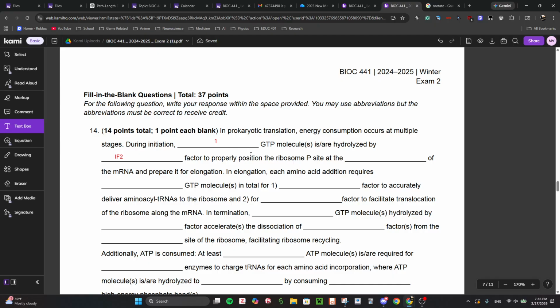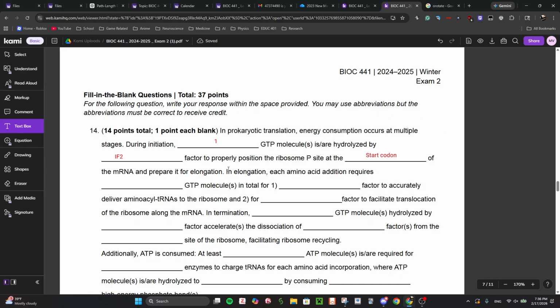Factor to properly position the ribosome P site at the start codon. Start codon, that is the whole point of it. I think I had an aneurysm reading this part, trying to figure out what was going on. So it properly places the P site at the start codon, right? Because the methionyl tRNA has to bind the mRNA, prepared for elongation.